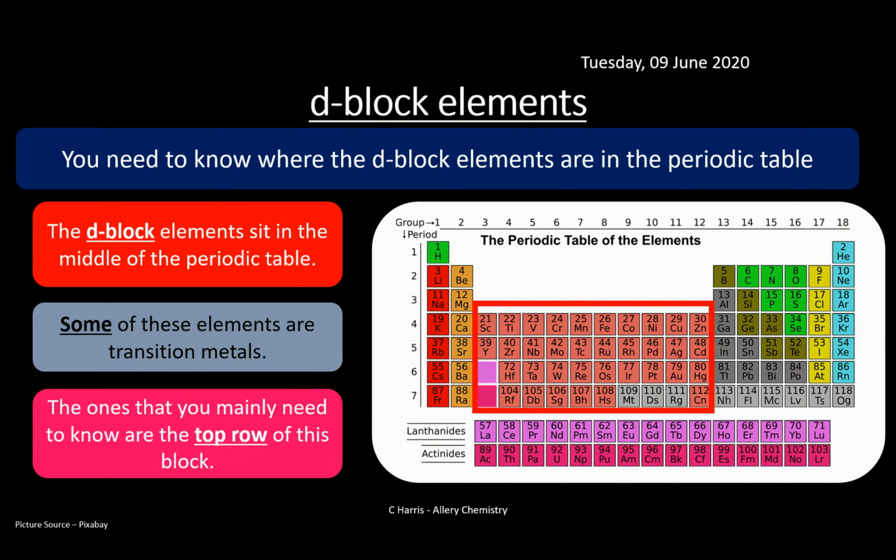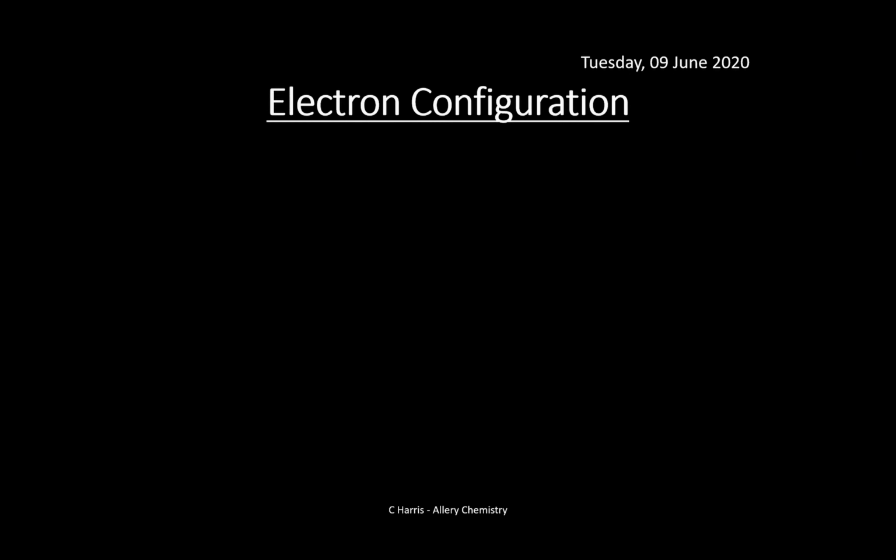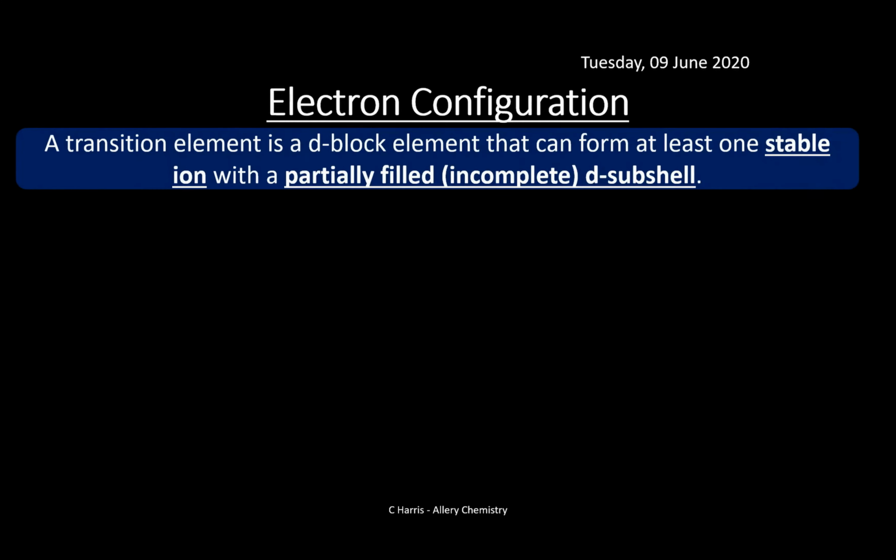Okay, so we're going to look at the electron configuration. We know where these D block elements are, so we need to know why they're called D block elements first, and what the difference is between that and transition elements. The electron configuration is actually quite important, and you would have seen this in year 1 chemistry. This is just using some of the knowledge from year 1 chemistry and adapting it to transition metals.